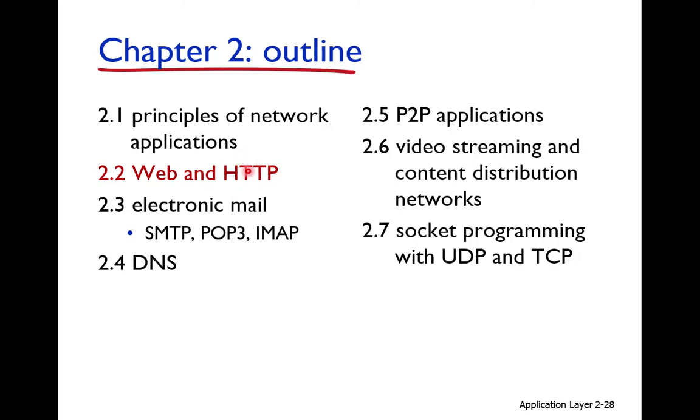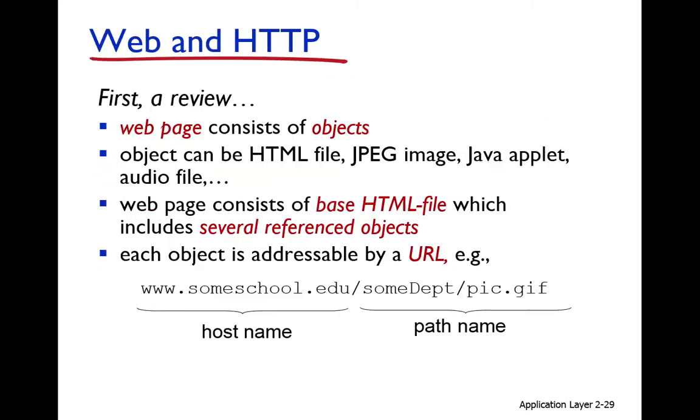This is an application layer protocol used for accessing websites, web servers. Let's explain it through an example. First of all, what is a web page? A web page consists of objects. An object can be an HTML file, a JPG image file, a Java applet, an audio file, a video file, a PDF file, etc.